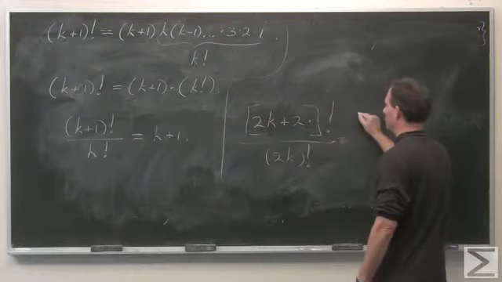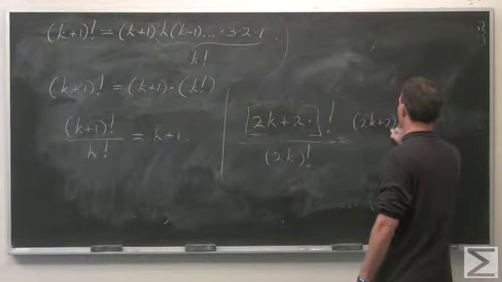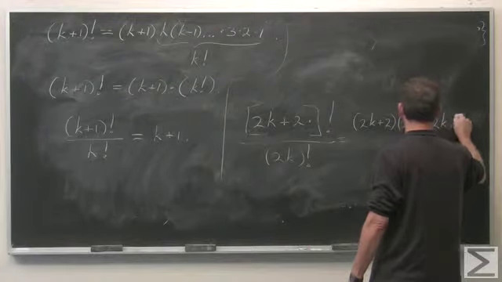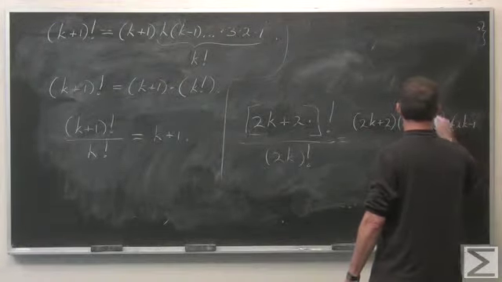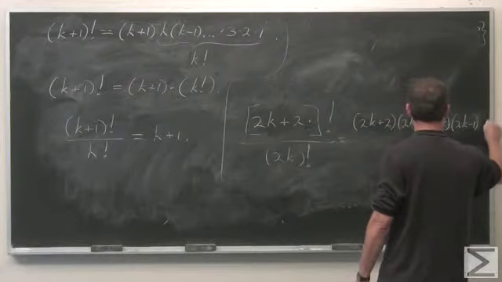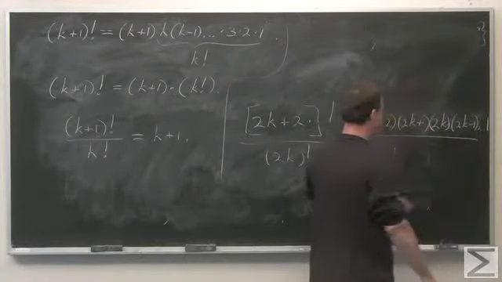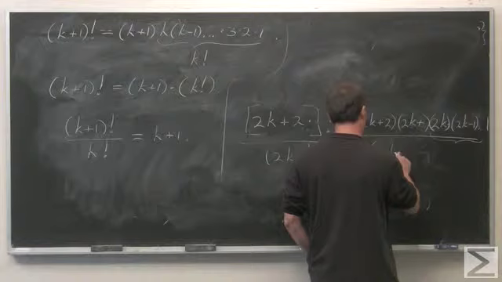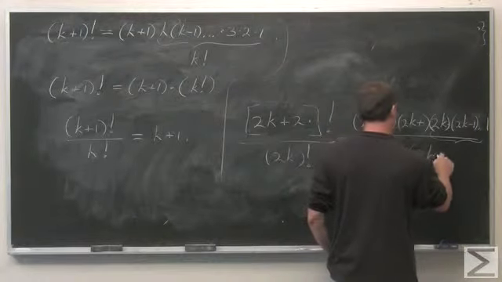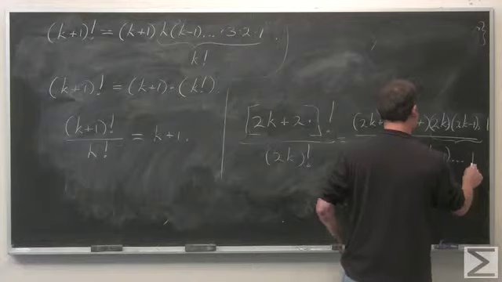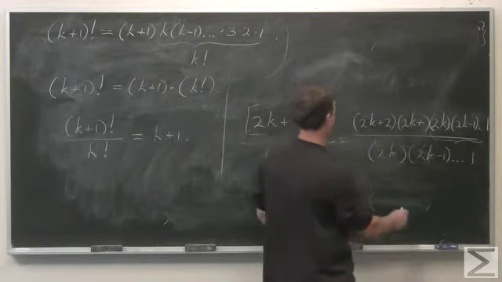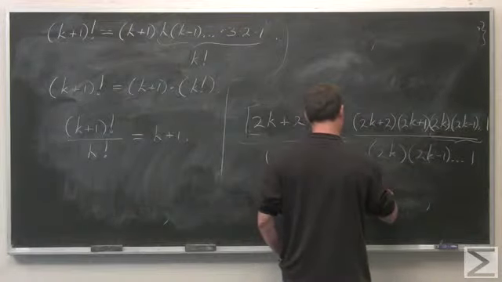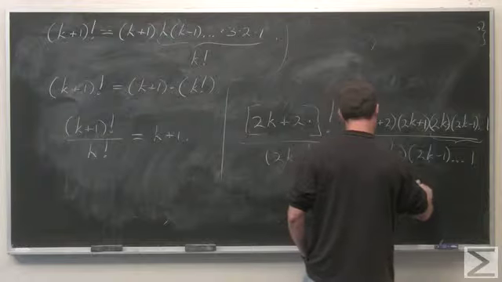And what does that mean? Well, it's 2k plus 2 times 2k plus 1, times 2k, times 2k minus 1. You keep subtracting 1 each time. It keeps going down to 1. And dividing by 2k factorial, which is the part right here, that's 2k times 2k minus 1 times ... down to 1. It divides away all that stuff at the end, and you're left with 2k plus 2 times 2k plus 1.